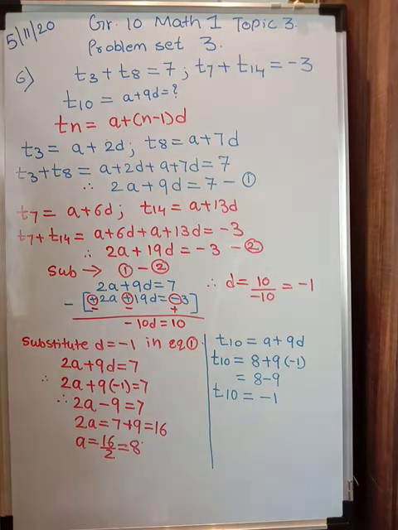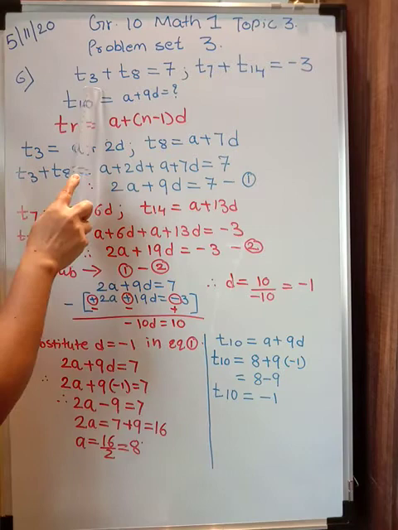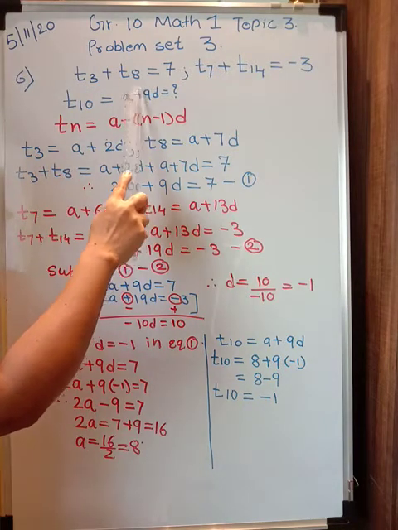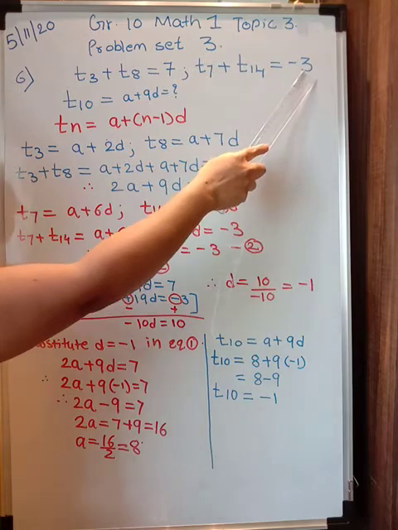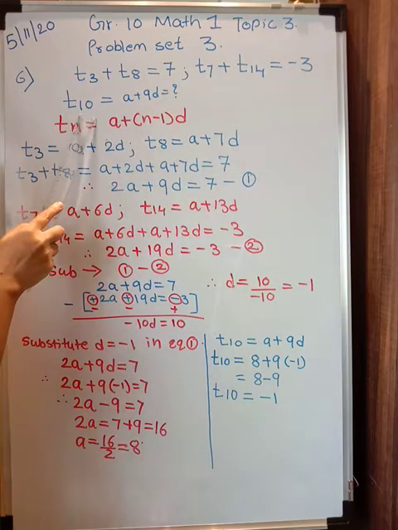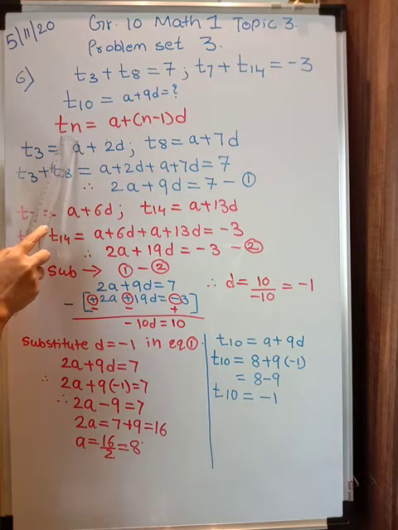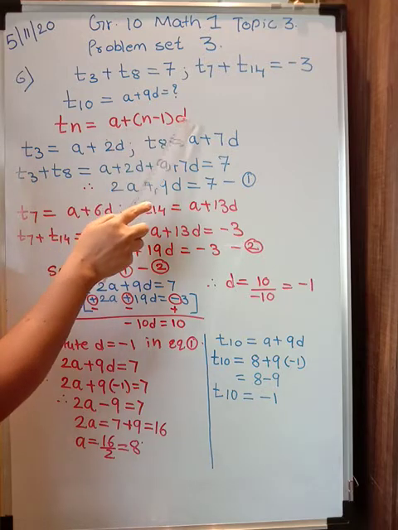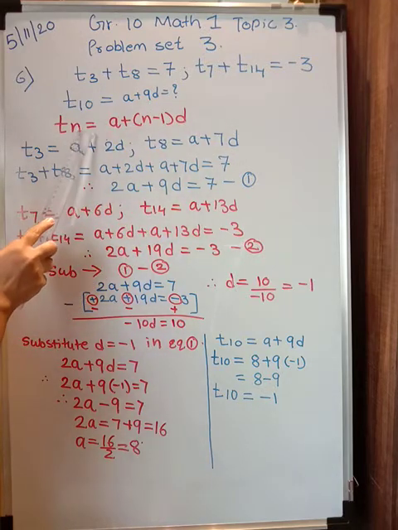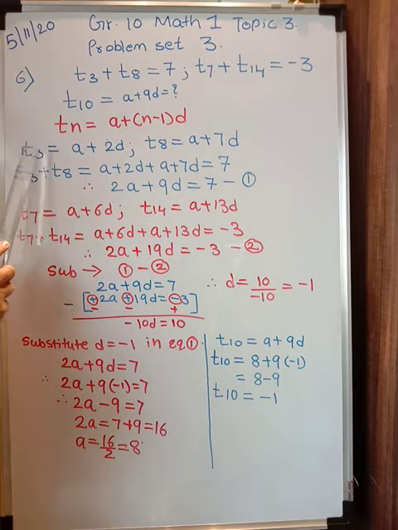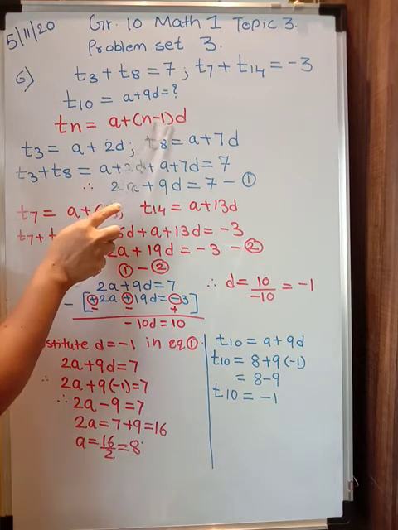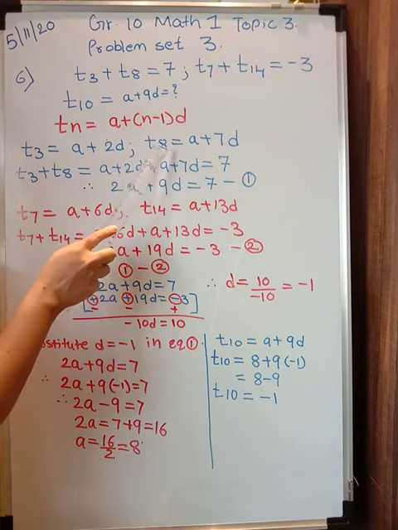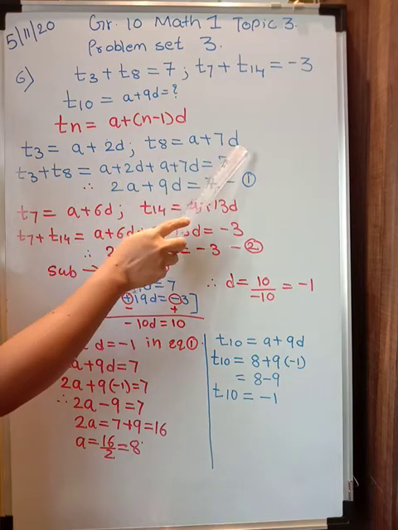So let's use the information which has been given. You have T3 plus T8 is equal to 7 and T7 plus T14 is equal to minus 3. We have to find T10. What is our formula? Tn is equal to A plus n minus 1 into D. So n's place is taken by 3. So T3 is A plus 2D because n minus 1 will be 3 minus 1 which is 2. Similarly, T8 will be A plus 7D.